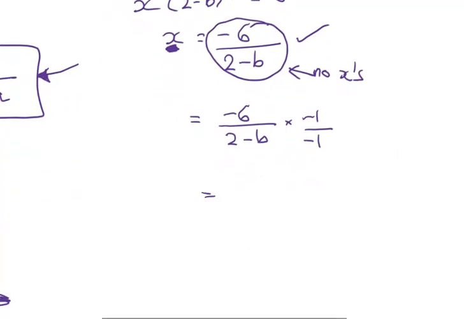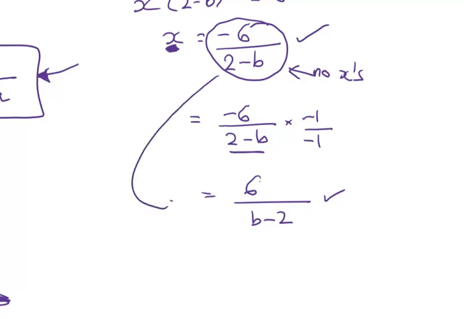Well, negative 6 times negative 6 times negative 1 gives me positive 6, and here I get b minus 2, right? And that looks nicer. So negative 6 over 2 minus b is the same as this. They're both fine, okay? You totally can leave it like this one here.